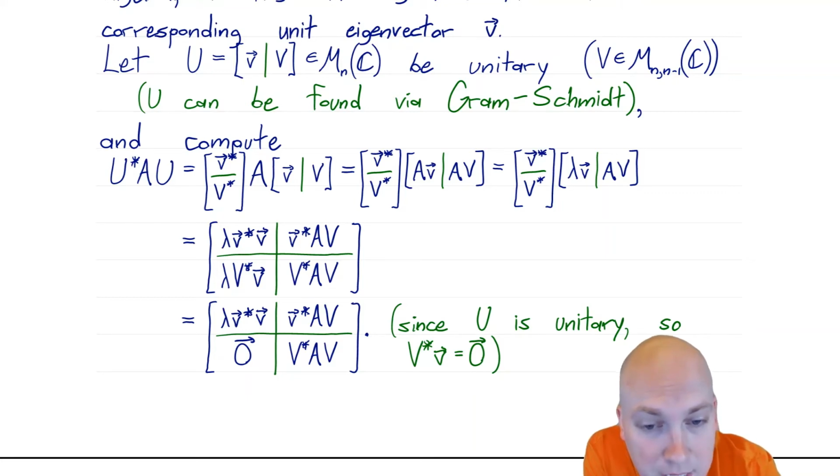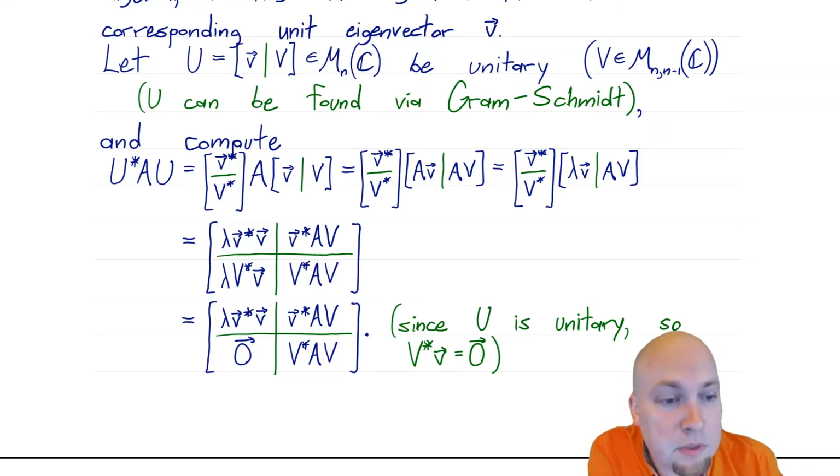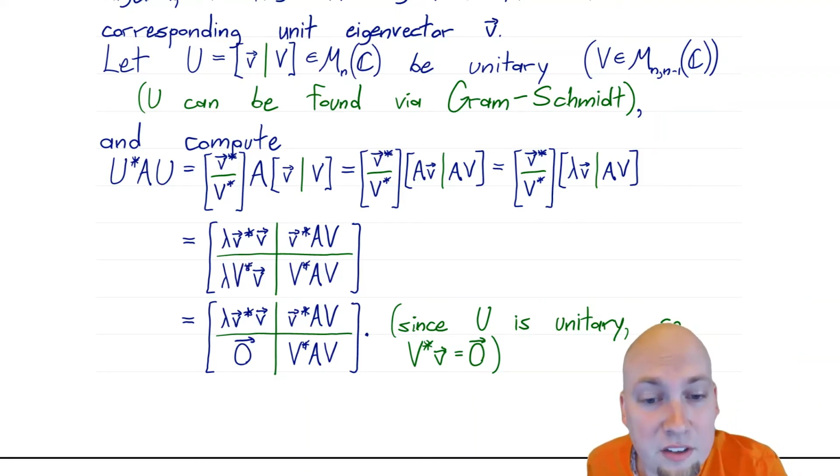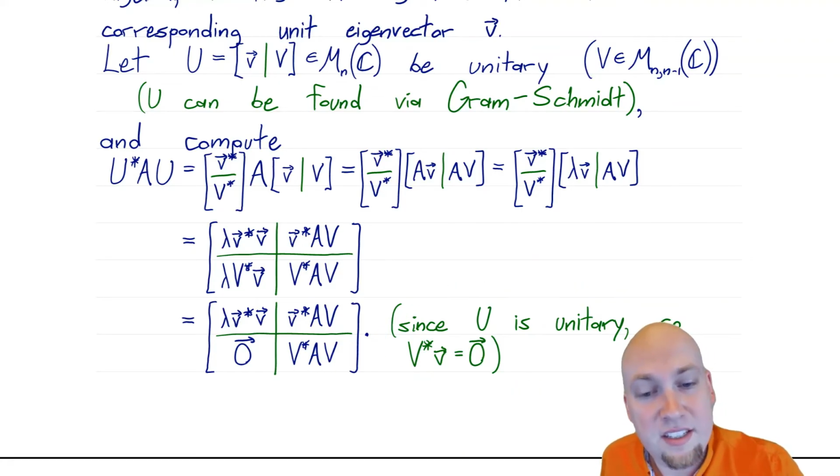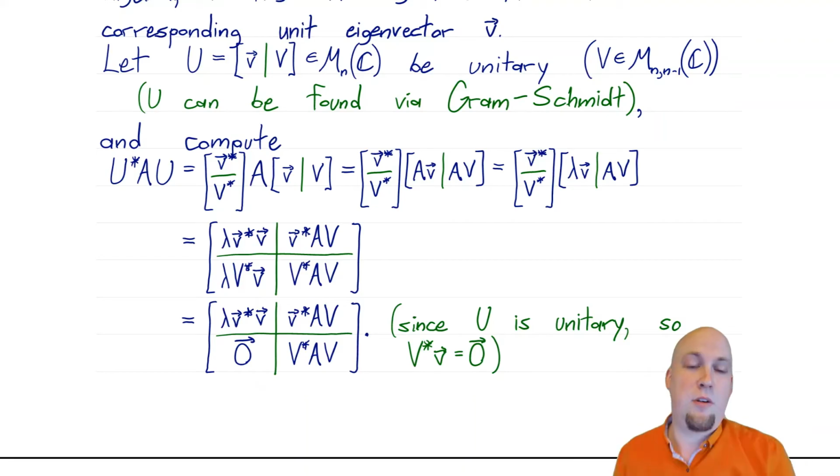When you do this product, the way matrix multiplication works is you're doing a row of big V star times little v, and then another row dotted with little v, and another row dotted with little v, and so on. Each of those products is just the number 0, because all of the rows of V star are orthogonal to little v. So this product here is just the zero vector, so the bottom left corner there is just the zero vector.